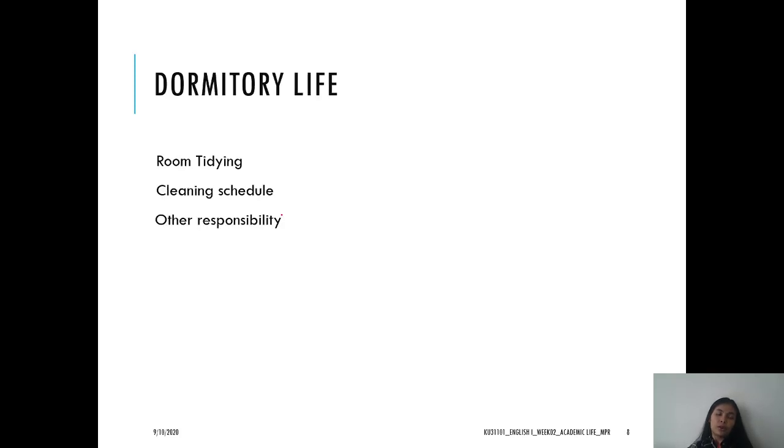Okay, next we move on to the dormitory life. Even though you're not living in a dormitory at the moment, dormitory is asrama, yeah. So maybe some people say dorm rather than dormitory. Some people say dorm, some people say dormitory. So it's really up to you what you want to say. So dorm or dormitory life activities are most likely around room tidying, the cleaning schedule, and then also other responsibilities.